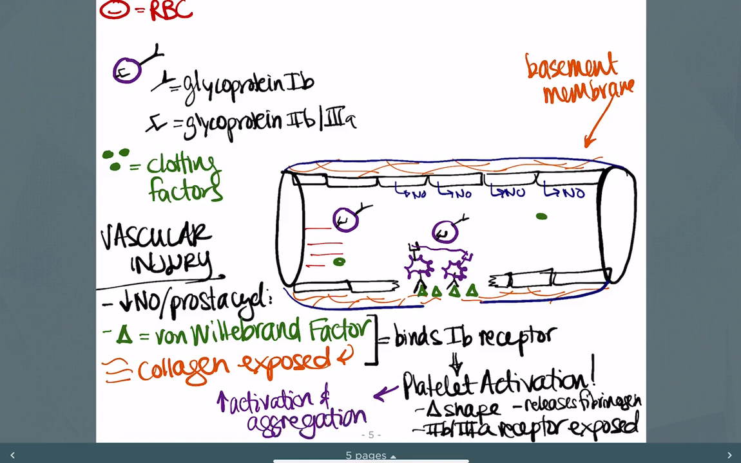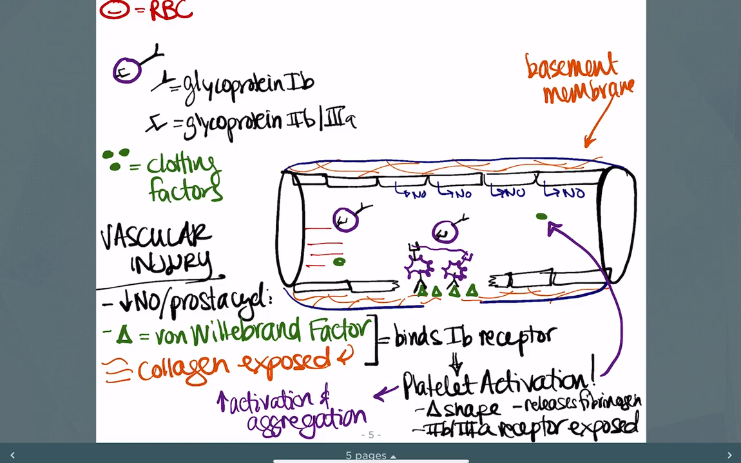It also releases factors that are going to activate the clotting factors. The clotting factors are floating by in an inactive form. That's going to feed into the secondary hemostasis. But platelet activation is an initiating force to help activate clotting factors. So, the binding to von Willebrand factor activates the platelets. The activation of platelets causes further activation of platelets.